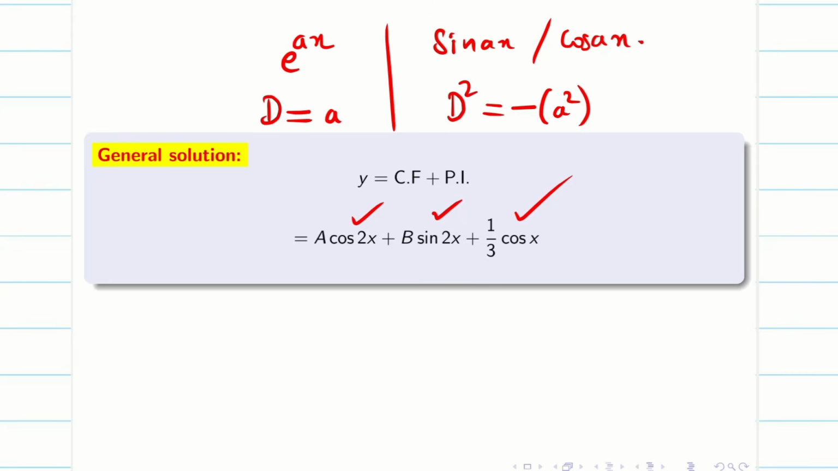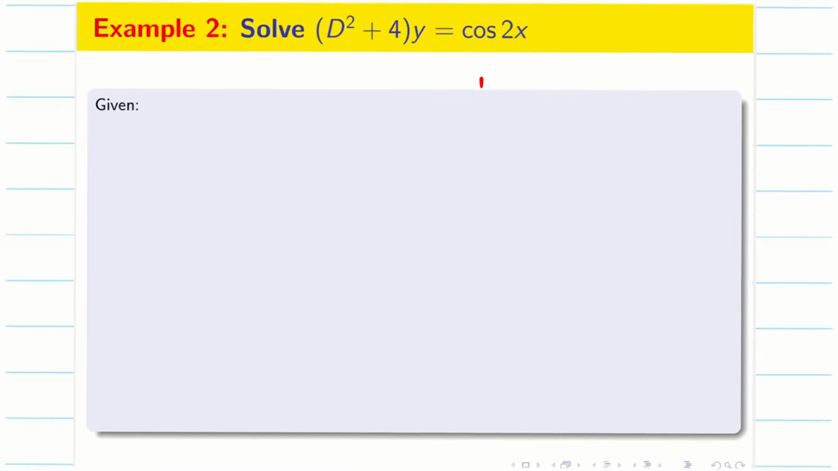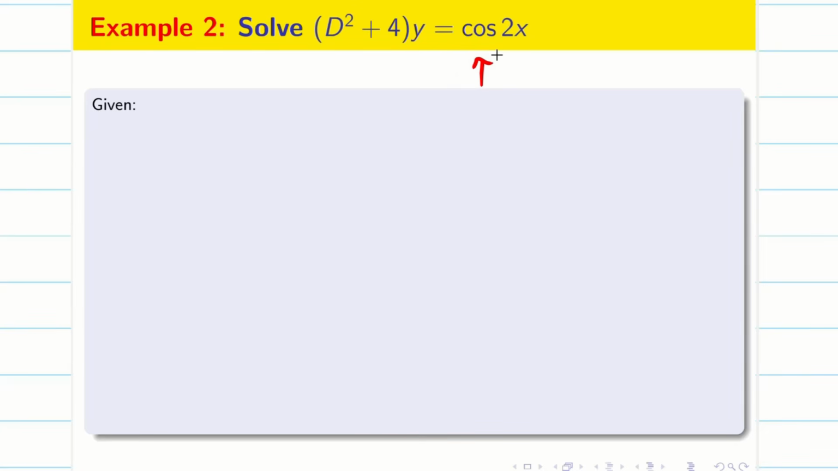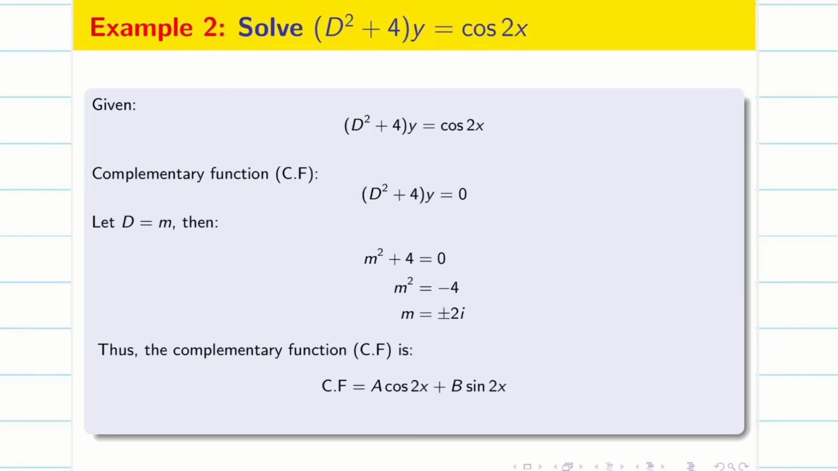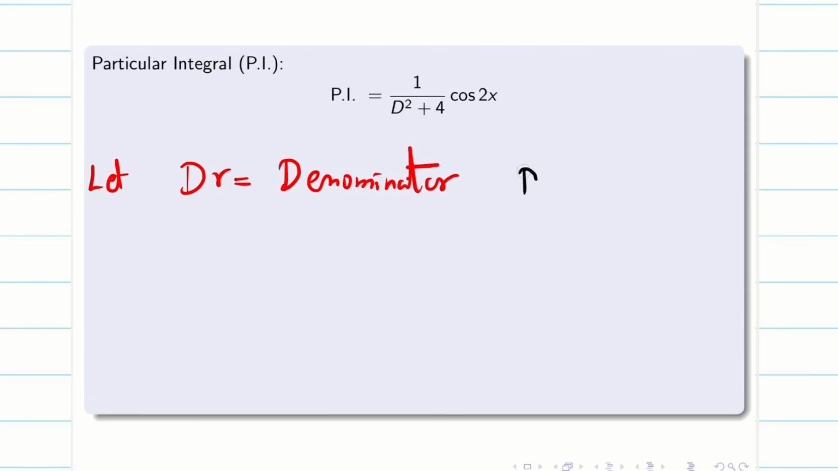Now let us go to a problem which makes the denominator 0 when you find PI. A small change which I made in this problem: instead of cos x, I took cos 2x. So the left hand side is the same. We are going to get the same complementary function, a cos 2x plus b sin 2x. Now we are going to deal with the right hand side, that is my particular integral PI. Now as usual, let us assume DR equal to denominator, and we have D square is equal to minus a square.